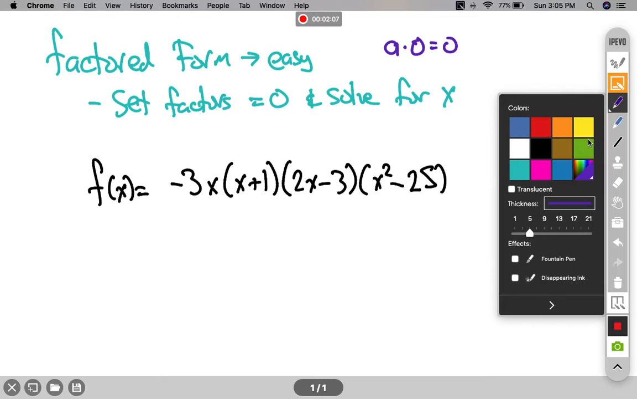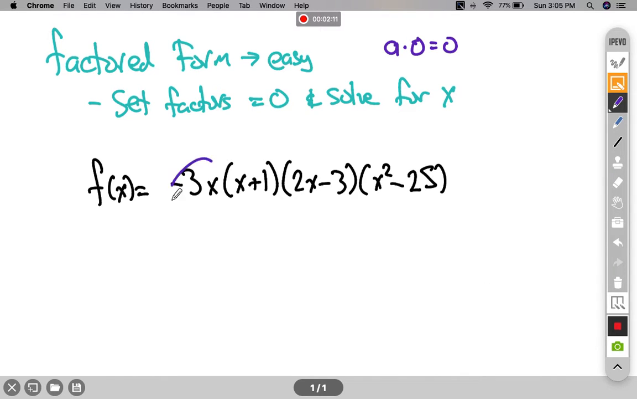So if I can make one of these 0, then it's 0 times whatever, which is going to be 0. If I can make this 0, it's 0 times whatever equals 0. The whole idea is I just look at each one of the factors and ask, what will make that factor equal 0? That's going to make the whole thing equal to 0.